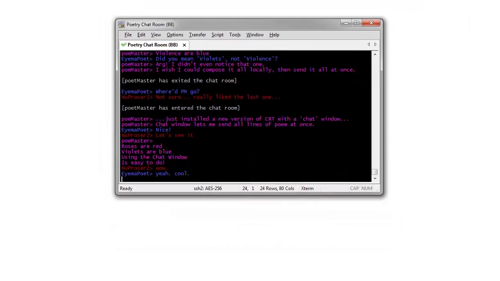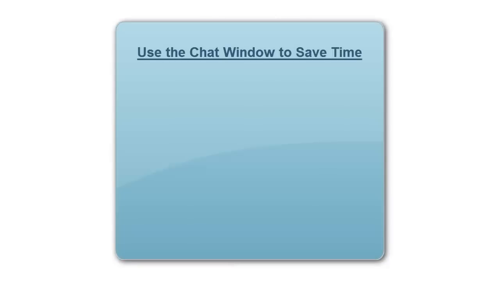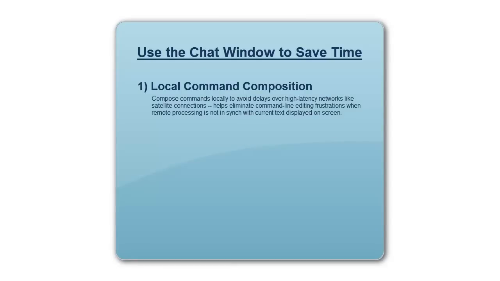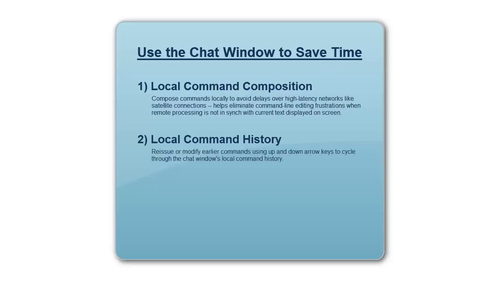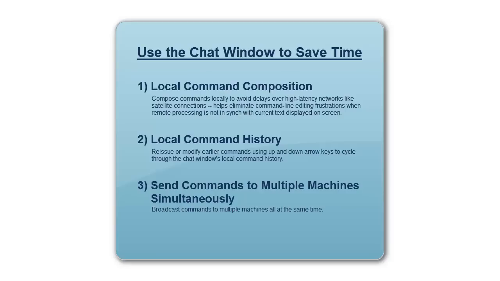Today, the chat window allows IT professionals to save oodles of time in the following ways. Number one, commands can be composed locally to avoid delays over high latency networks like satellite connections. This helps to eliminate remote command line editing frustration caused by the remote display being out of sync with what you've already typed. Number two, a local command history allows you to reissue or modify earlier commands while you're connected to a remote device that doesn't provide a command history of its own. And third, the chat window allows you to broadcast commands to multiple machines all at once. Let's take a closer look at each of these three benefits.